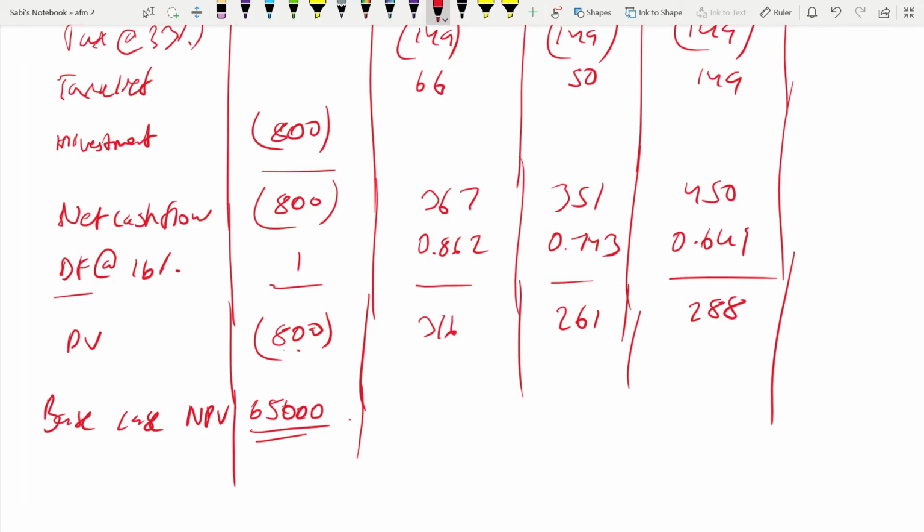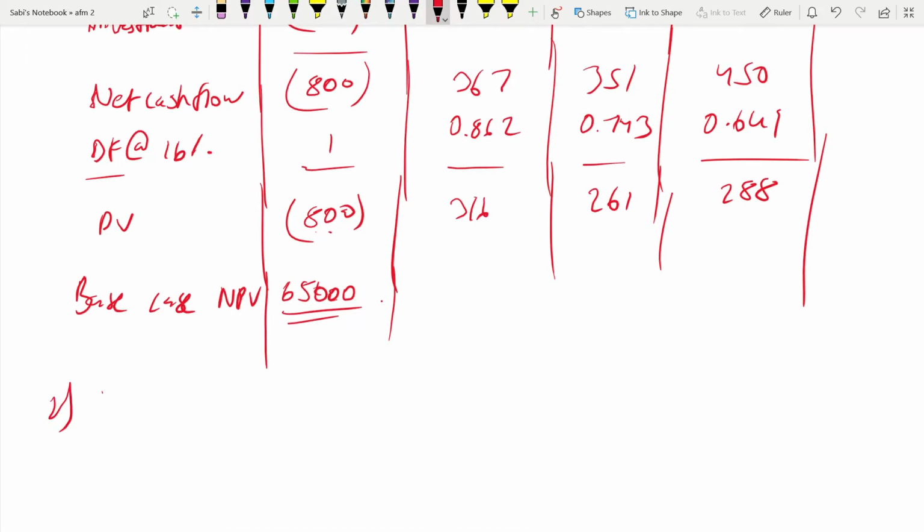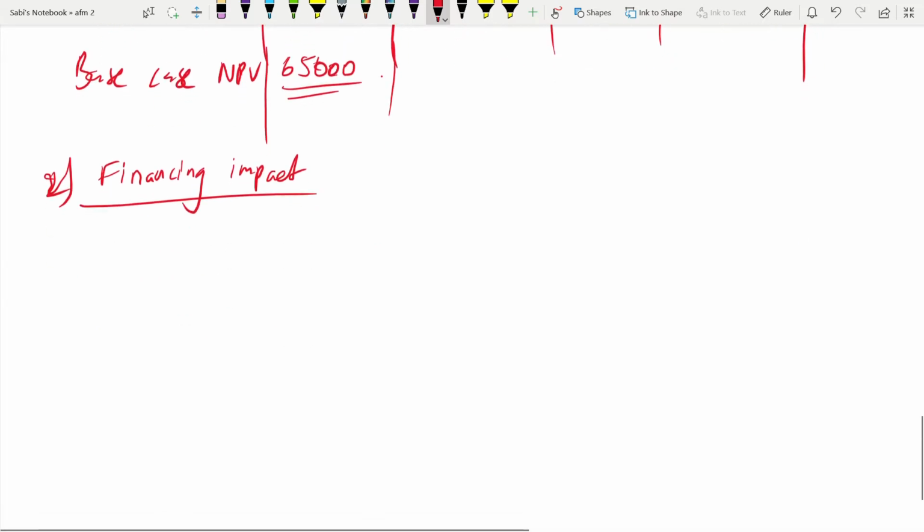Now, that's not over. We have the financing impact. Here is the majority of the work. When an adjusted present value question is given, remember, the majority of your work is in the financing part, because this is the tricky area. Examiners know that the net present value table, you can easily put it. There's nothing new.